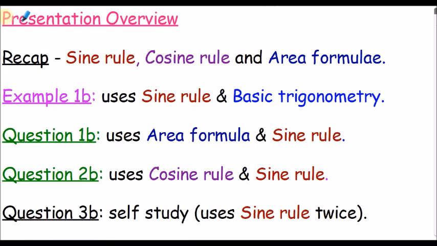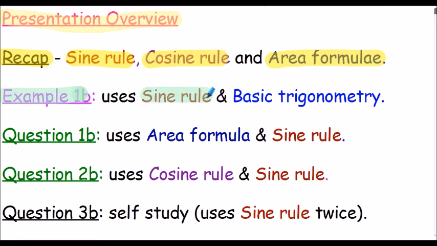Here's a presentation overview. Commence with a recap of the sine rule, the cosine rule, and various area formulae. Just note for your reference, there are separate presentations related to application of the sine rule and the cosine rule. Then we have example 1b, where we use the sine rule and basic trigonometry to generate two simultaneous equations, which when solved will be able to prove the formula required for example 1b.